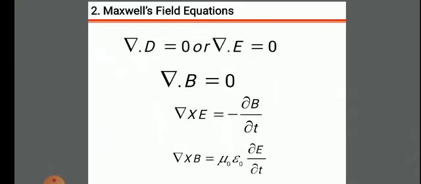Third Maxwell's equation, that is Faraday's equation: the curl of electric field is equal to minus dou B by dou t. And the fourth Maxwell's equation in free space, that is Ampere's modified equation: curl B is equal to mu naught epsilon naught dou E by dou t.